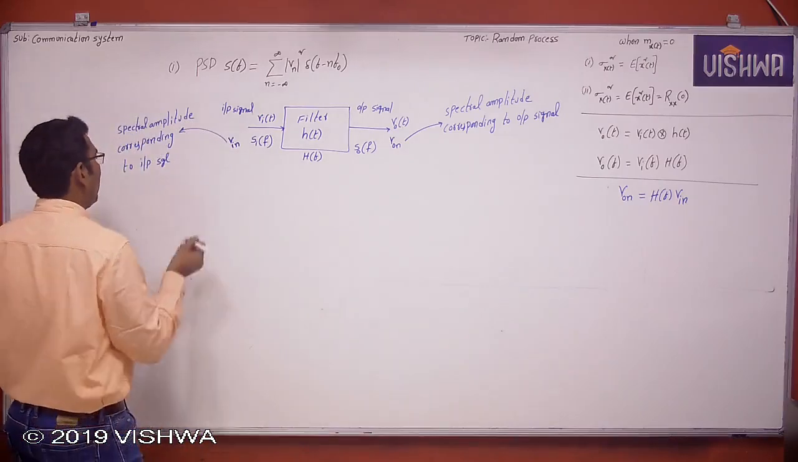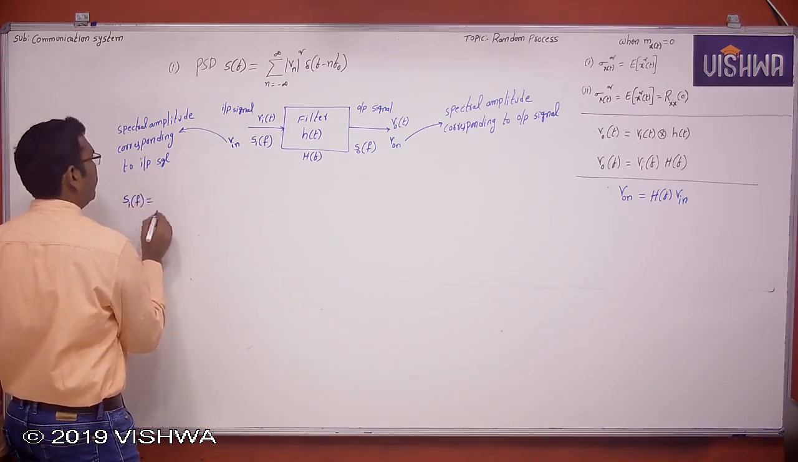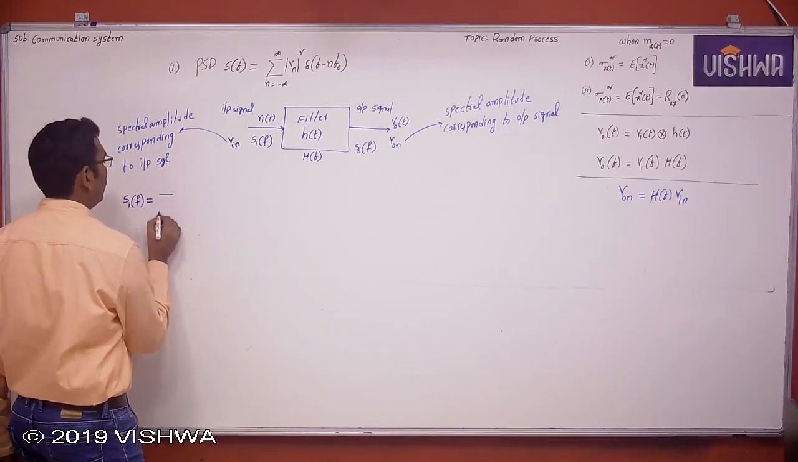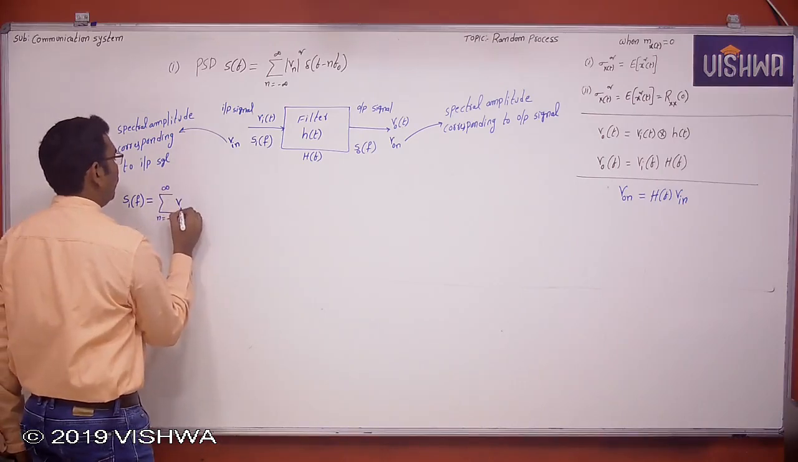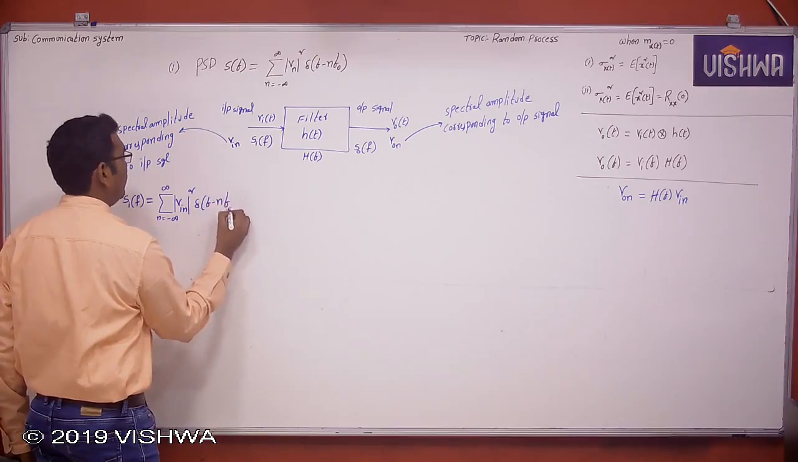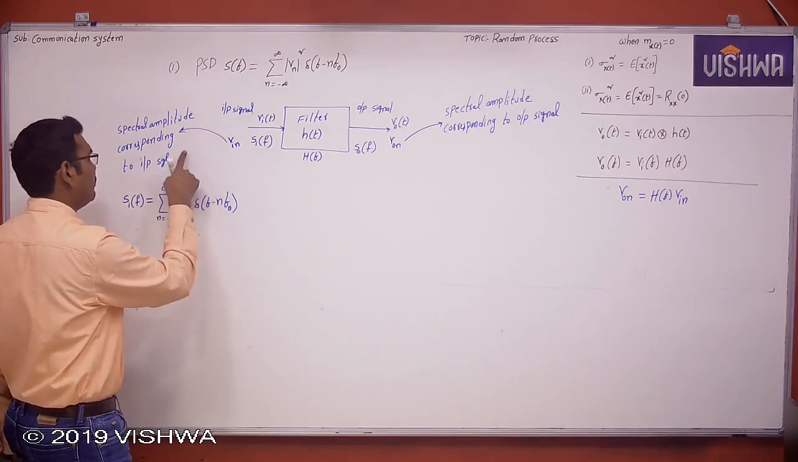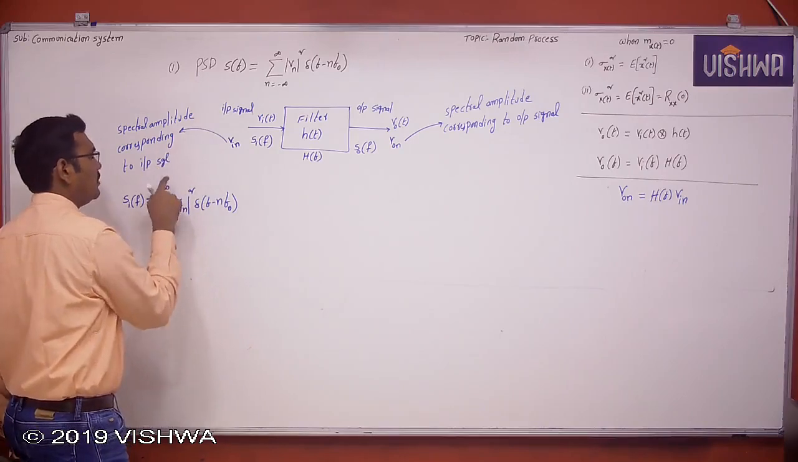Now, what is the power spectral density at the input of the signal, Si of f? It is equal to the summation from n equal to minus infinity to infinity of Vin square into delta of f minus n f naught. This is the power spectral density of the input signal. Vin is the spectral amplitude corresponding to the input signal.